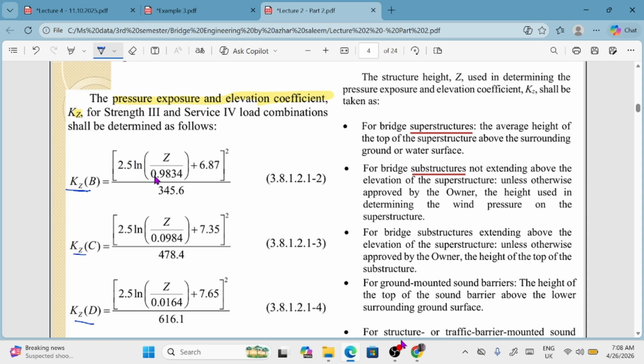This is specific to which category is yours: whether your location falls in B category, or C category, or D category. Kz defines exposure: Kz for B category, Kz for C category, and Kz for D category. This is a simple empirical equation, and it depends upon the height, which is Z. It defines both the superstructure and substructure.